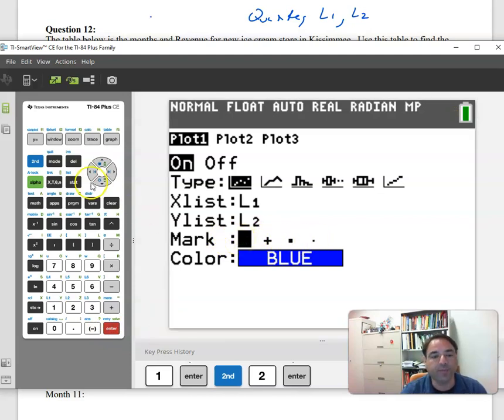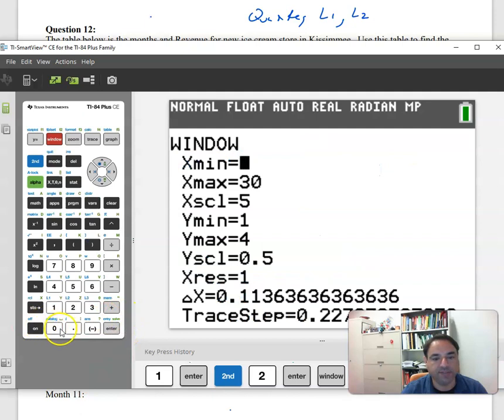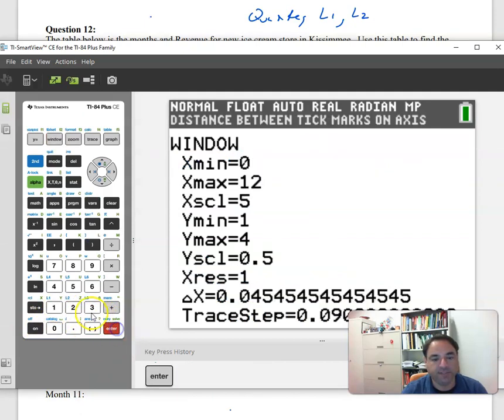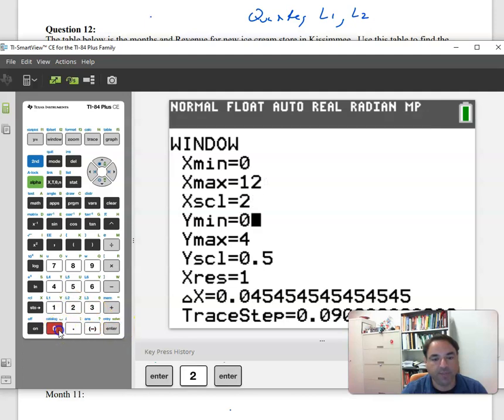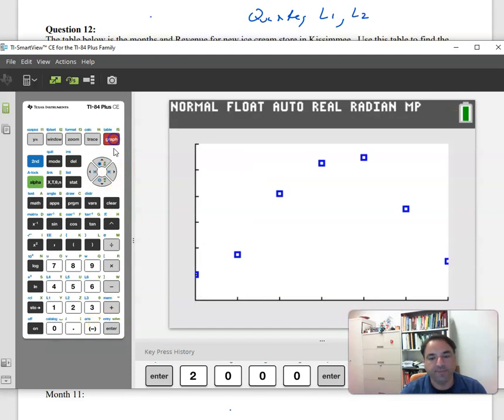Then we're going to make our window. When I go to window, we're going to match what we have here: 0 to 14 counting by 2s, 0 to 12,000 counting by 2,000s. So our x is 0 minimum, 12 max, scale by 2s, the y minimum is 0, y max 12,000, and the y scale by 2,000s. Hit graph. There is your scatter plot. We already kind of drew it ourselves.